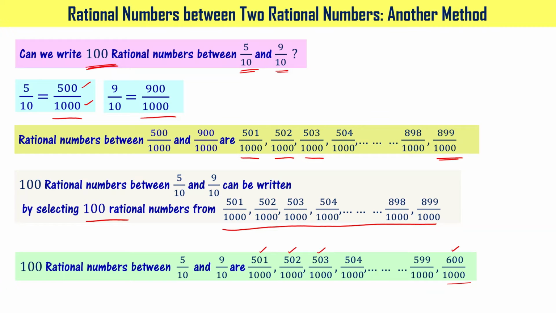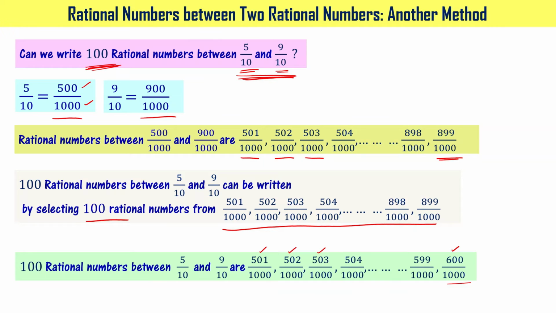You could have chosen the 600 series, 601, 602 up to 700, right? So any combination is possible because we are not asked for a specific set. We are asked to write 100 rational numbers between these two numbers. So any answer you write is fine as long as the numbers are in between these two numbers, right?